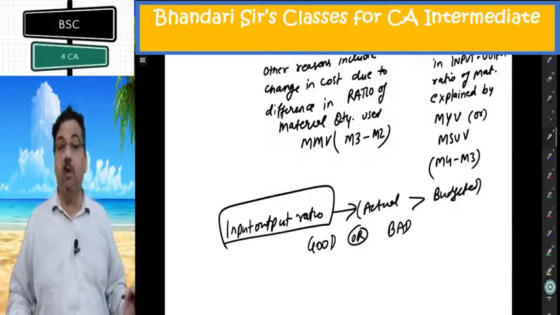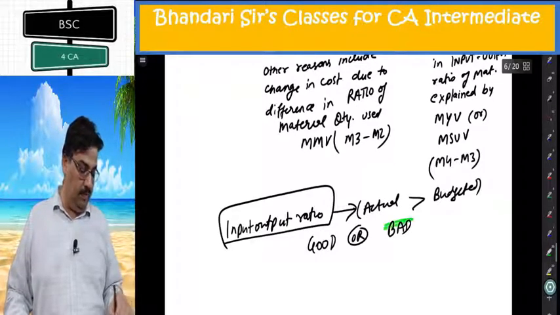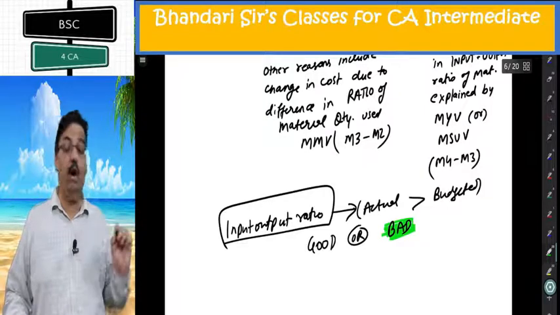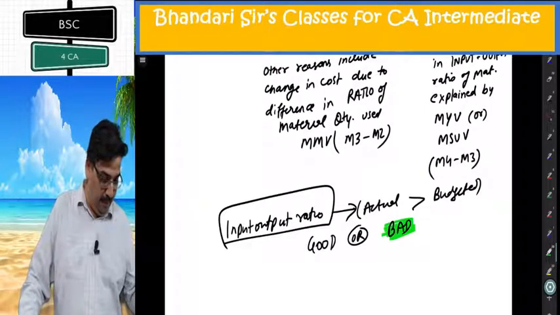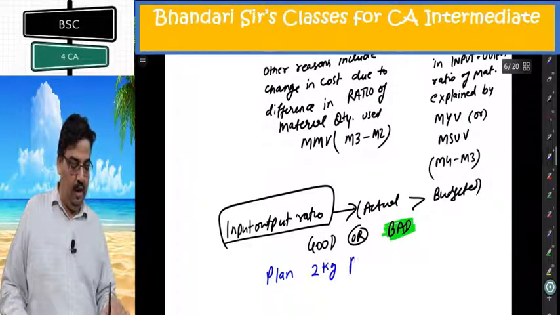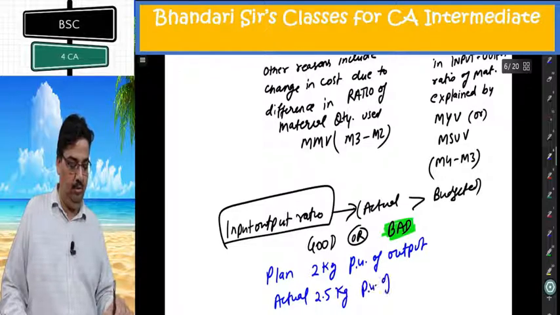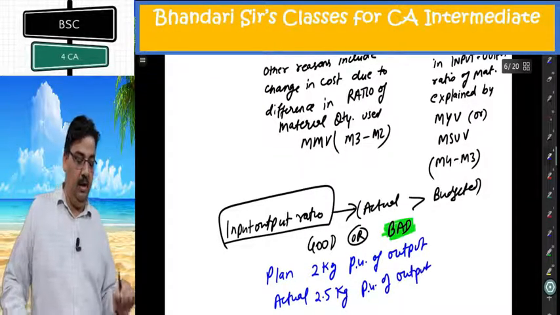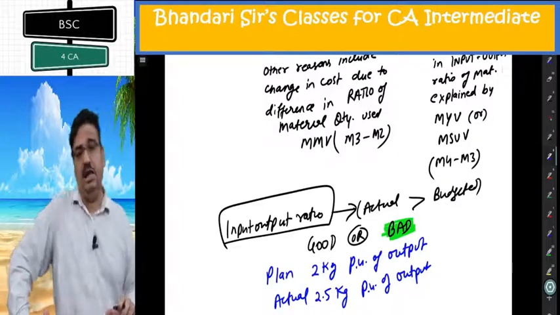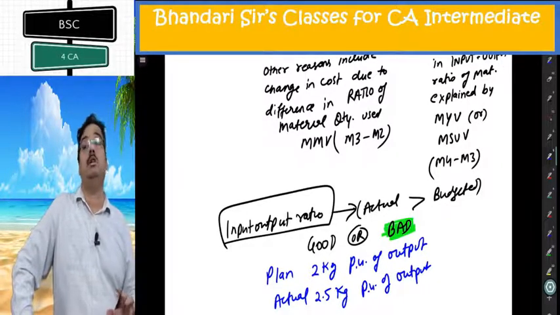Think over. Is it good or bad? Let me tell you, it is bad. Why? Take an example. Plan was 2 kg per unit of output. Actual is 2.5 kg per unit of output. It's bad, na? You're consuming more material for the same output. So it is bad. Bad means you'll get adverse variance.